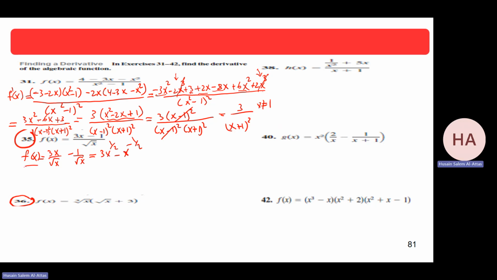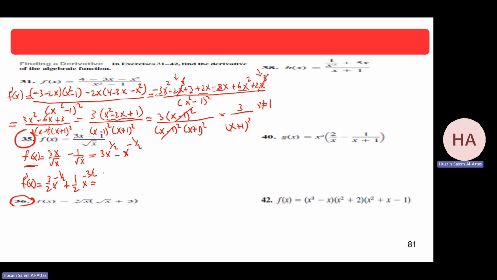Note I did not do the derivative. I'm just dealing with f, just rewriting f in a different way. So it will be f prime. F prime will be 3 over 2 x to the power minus half plus half x to the power minus 3 over 2.